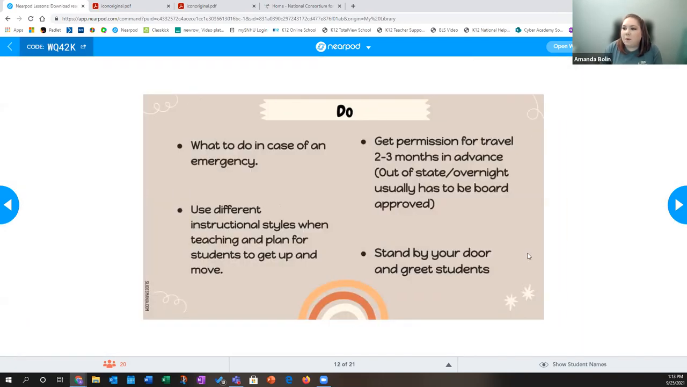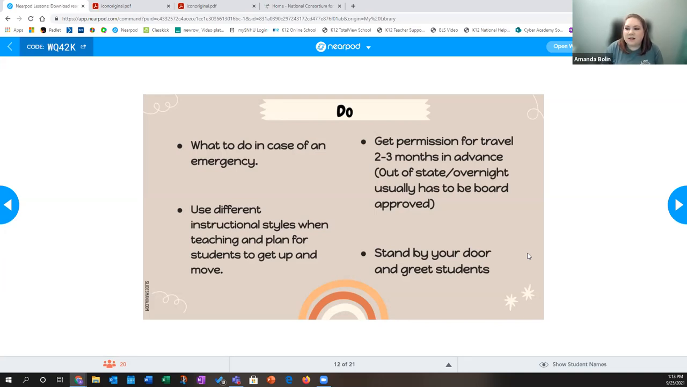All right, know what to do in case of an emergency. I started my very first year in March, and we had a bomb threat the very next week. I had no idea what to do for a bomb threat because I hadn't even thought about that. So I would suggest that you know what to do in case of an emergency and where to go and those kinds of things.